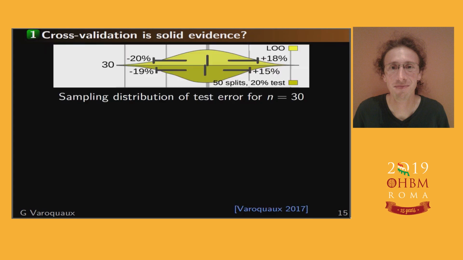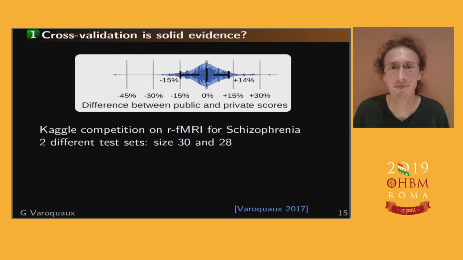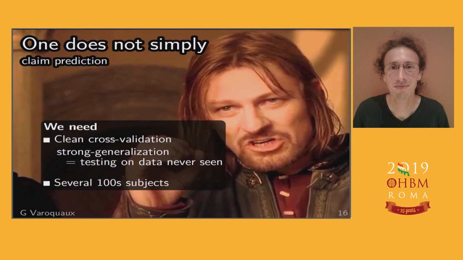This, by the way, is very well understood. This can be modeled as sampling noise from a binomial distribution, if you want to put math onto this. And the problem is that sampling noise from a binomial distribution is very large with a small number of data points, and it decreases, but only slowly with a larger number of data points. So the point being that with a small number of samples, cross-validation is not solid evidence, and this is found, for instance, if you look at the difference between subsets of data in publications. So the point being that one does not simply claim prediction. For this, we need clean cross-validation.